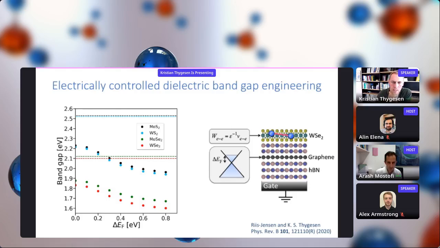And the effect of the gate is basically to change the Fermi level position in the graphene layer. So that's how we simulate the gate. We don't have the gate explicit in the calculation. So that enters the dielectric function in the GW. I get it. Okay, good. Thank you. Any other question?